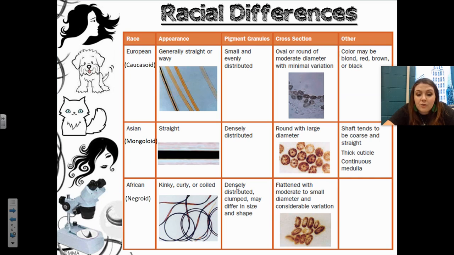Okay, now densely distributed, clumped, may differ in size and shape. So that's kind of different about their color pigmentation, is it's not as even throughout it. It might have like clumps of pigment here and there, and the pigment granules might actually be different sizes and shapes.